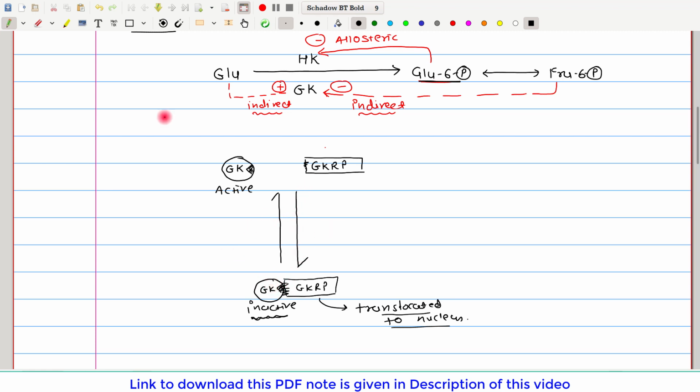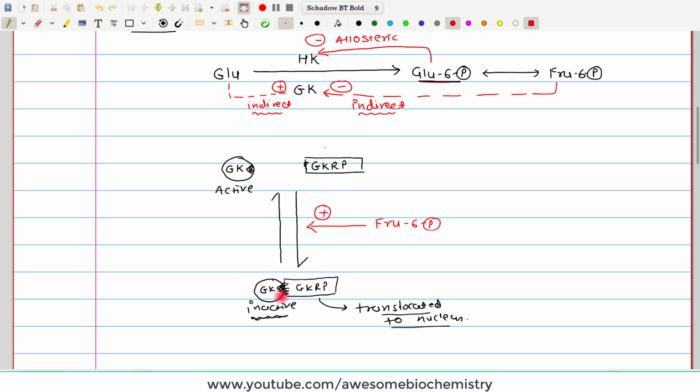This association, or you can say inactivation of the glucokinase, is carried out by fructose 6-phosphate. So what does fructose 6-phosphate do? It promotes glucokinase and GKRP binding. So it stimulates this association, and by this it can inhibit glucokinase. That's why I had written over there indirect inhibition of the glucokinase by fructose 6-phosphate.